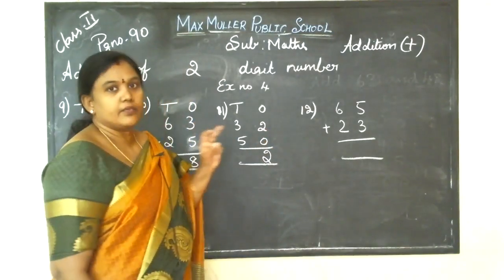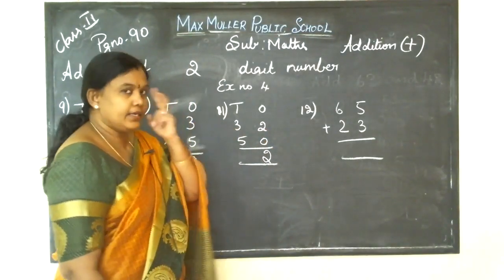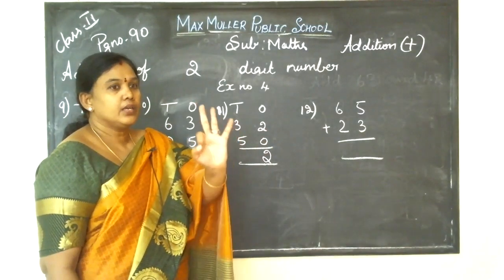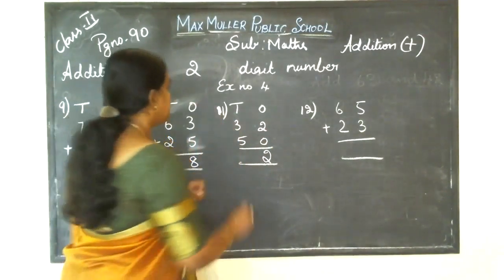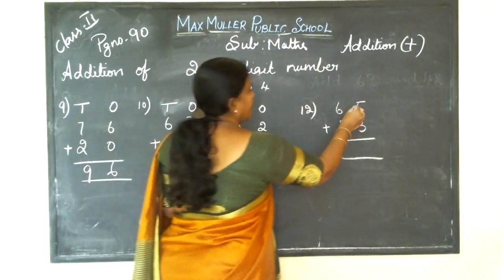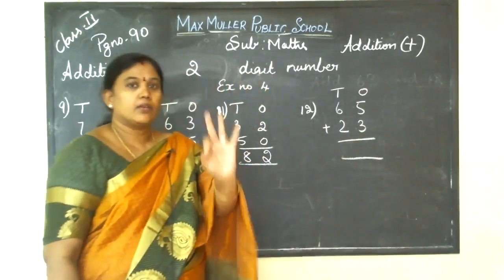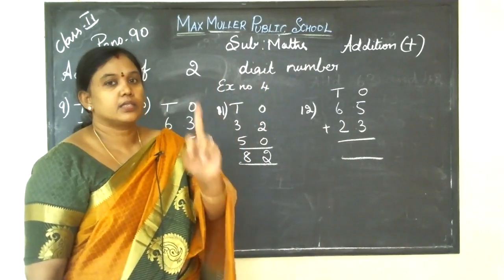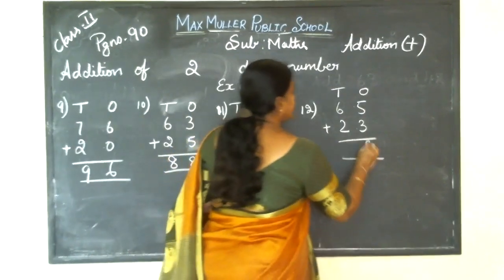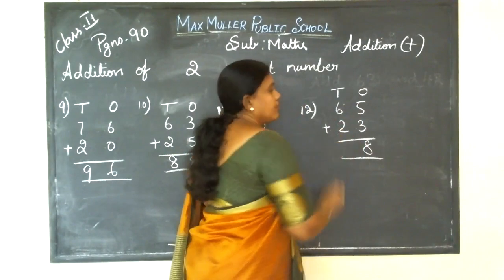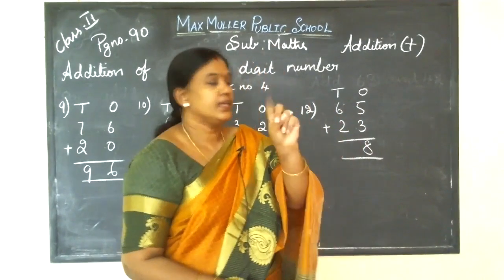3 plus 5. 5 you keep it in the mind. 3 on my finger. After 5, 6, 7, 8. Here, 5 plus 3. 5 in the mind. 3 on my finger. After 5, 6, 7, 8. 6 in the mind. 2 on my finger. After 6, 7, 8.